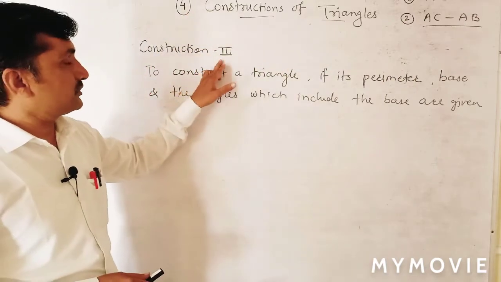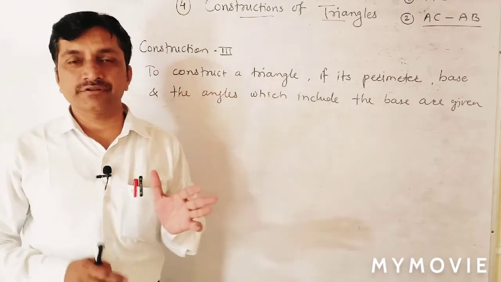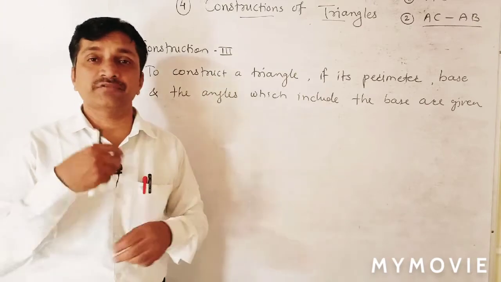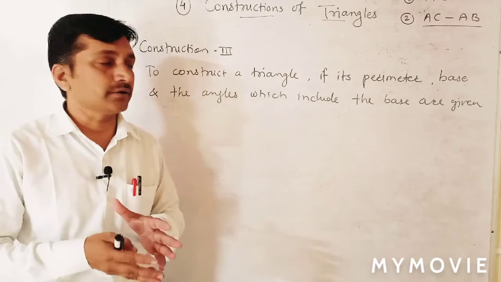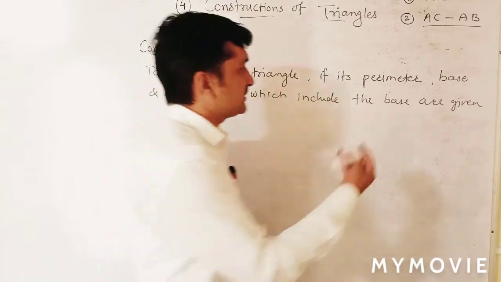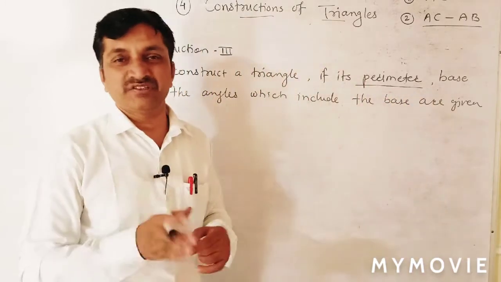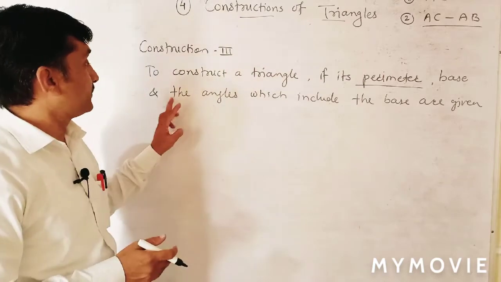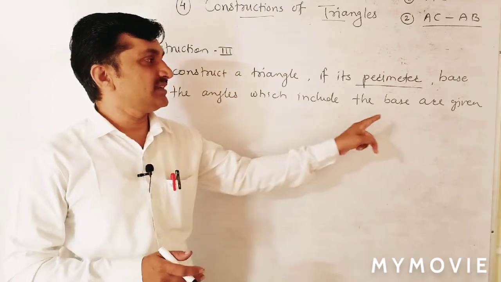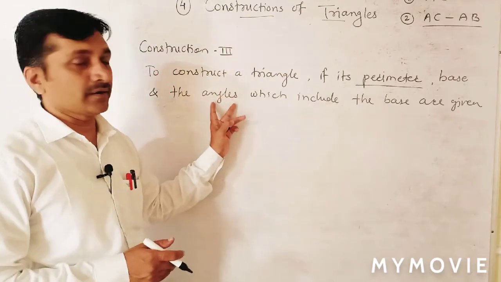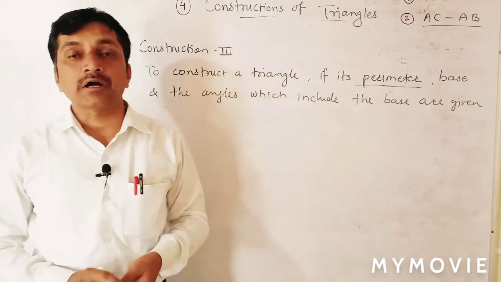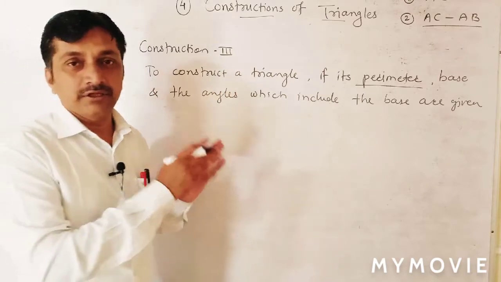Now construction number 3. In the last two videos we studied construction 1, that is the sum of the remaining two sides. In the second construction there was the difference of the remaining two sides, by giving the base and base angle. But in this construction the perimeter will be given. Perimeter means the sum of three sides: AB plus BC plus AC, the sum of all three sides. The base angles, the angles which include the base, are given. If this information is given, how to construct the triangle, let's see in this video.